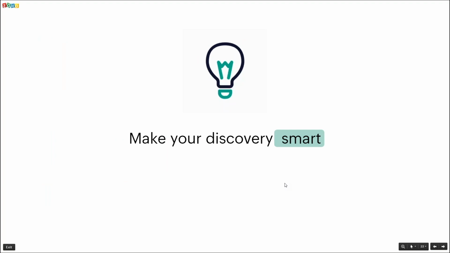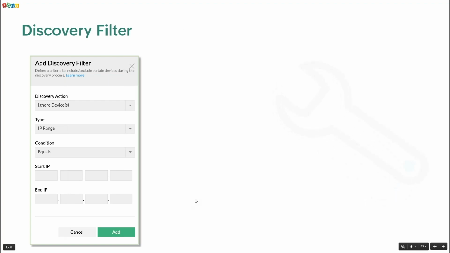I want to make my discovery smart. How to do it? What are the various options within the product to make my discovery much smarter in an easier way? Apart from all the easy ways which are there, how can I make it even easier and smarter? For this, you can use two options.